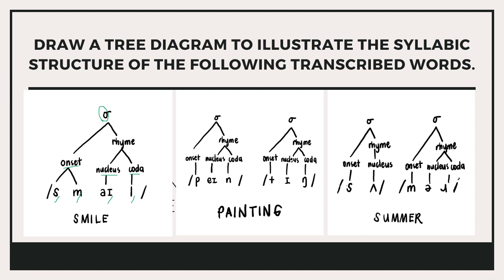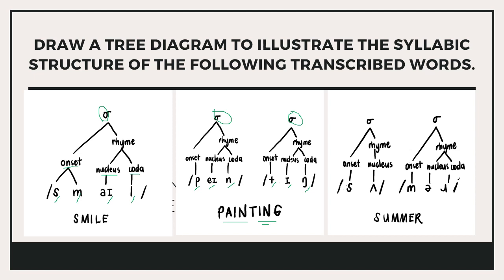Next, for the word painting. So there are 2 syllables, pain and ting. So duwa man ka syllabic tree or tree diagrams. So for the first syllable pain, our onset is the phoneme P, our nucleus is our diphthong A, and our coda is the phoneme N. Now for the second syllable, our onset is represented by the phoneme T, our nucleus is short I, and our coda is eng or the symbol for NG.